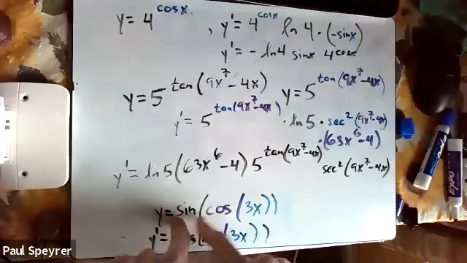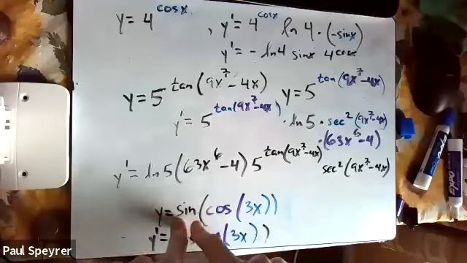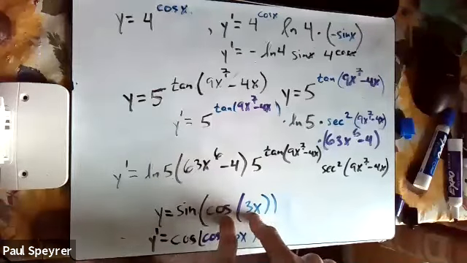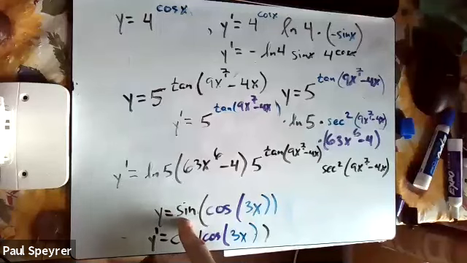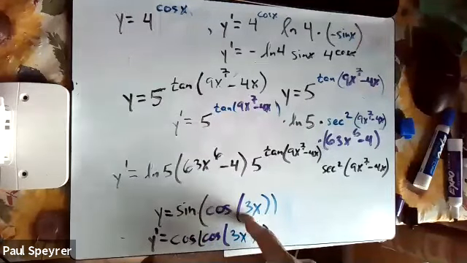Remember, this does not mean sine times cosine. We're taking the sine of the cosine of 3x. This is not multiplication right here. This is embedded inside of the sine. So we derived the outside first. Derivative of sine is cosine. Everything else stayed the same.